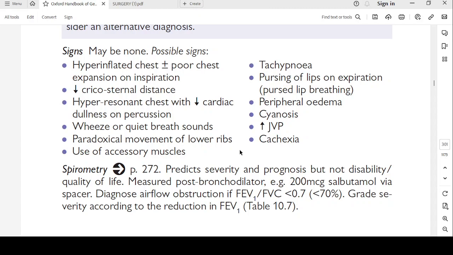Measured post bronchodilator, for example 200 micrograms of salbutamol via a spacer. Diagnose airflow obstruction if FEV1/FVC is less than 0.7. Grade severity according to the reduction in FEV1.